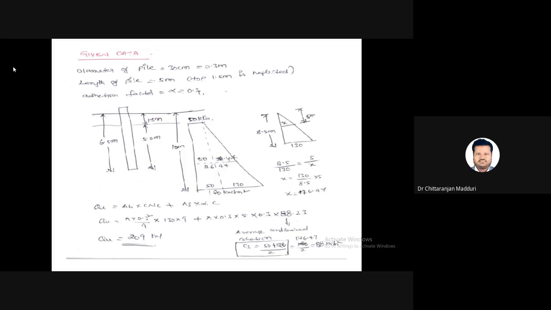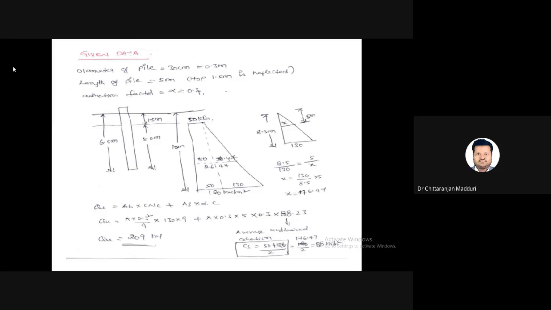So the total length of the pile equal to 6.5, but we need to take only 5 meters because top 1.5 meters is subjected to swelling and shrinkage. So that layer should be ignored. So adhesion factor alpha equal to 0.3. So in this problem, a pile is extending up to 6.5 meters depth. Top 1.5 meters neglected. So we need to consider the bottom 5 meters.